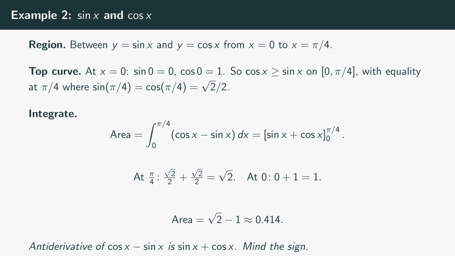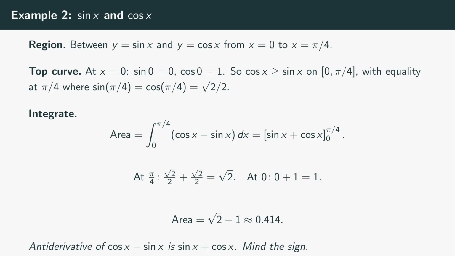Set up the integral from 0 to pi over 4 of the quantity cosine of x minus sine of x dx. The antiderivative of cosine of x is sine of x. The antiderivative of negative sine of x is positive cosine of x. So the antiderivative of cosine of x minus sine of x is sine of x plus cosine of x. Mind that sign, the negative sign flips to a positive cosine.